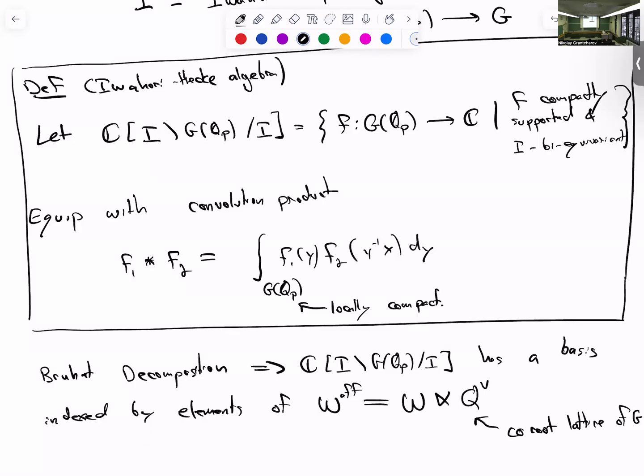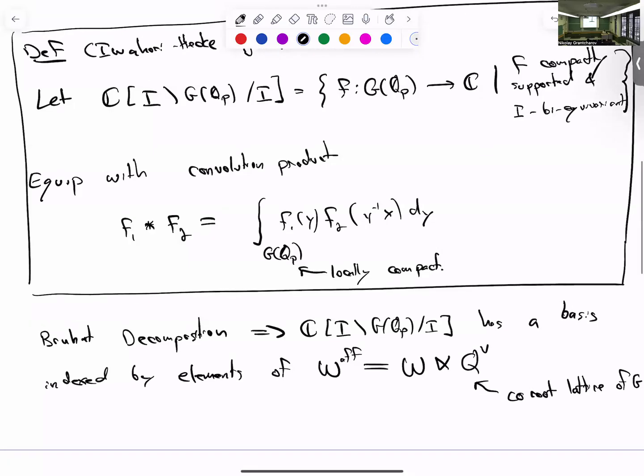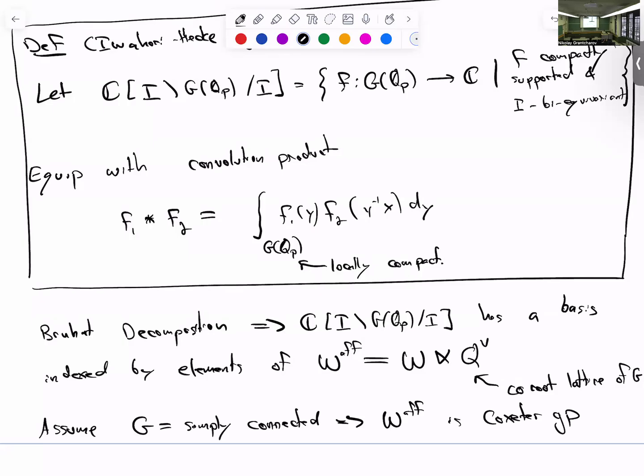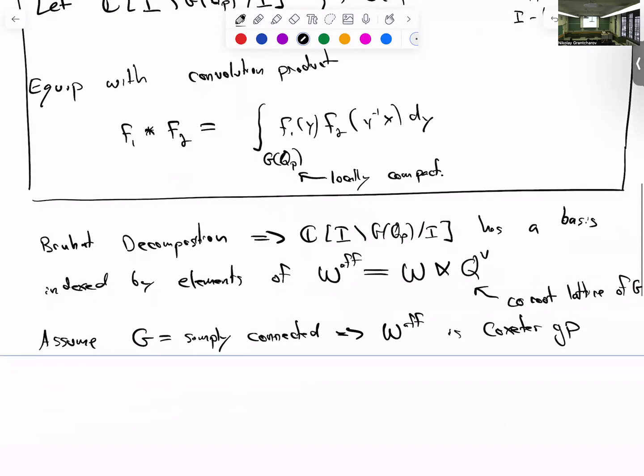And to be safe, I'm going to assume that G is simply connected to avoid any ambiguity between coroot and coweight, so that then, in particular, the affine Weyl group is a Coxeter group. So it's generated by reflections satisfying braid relations.